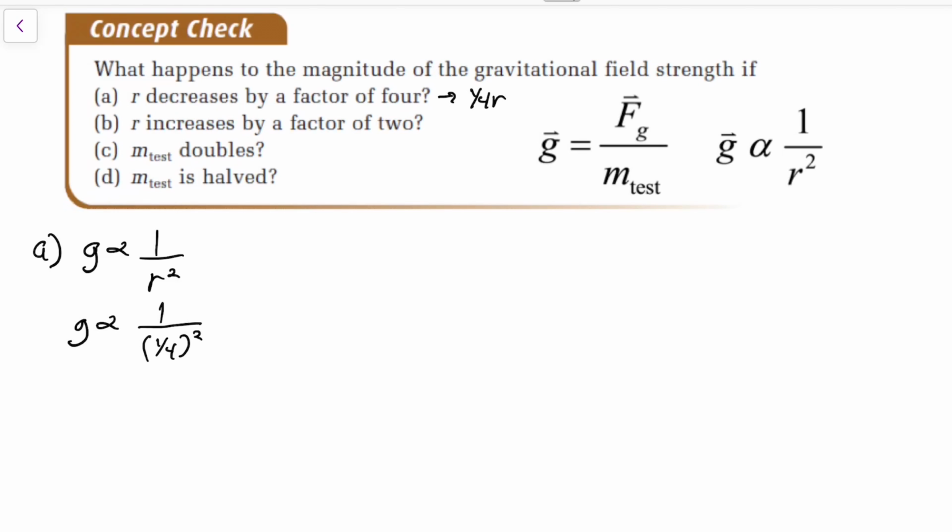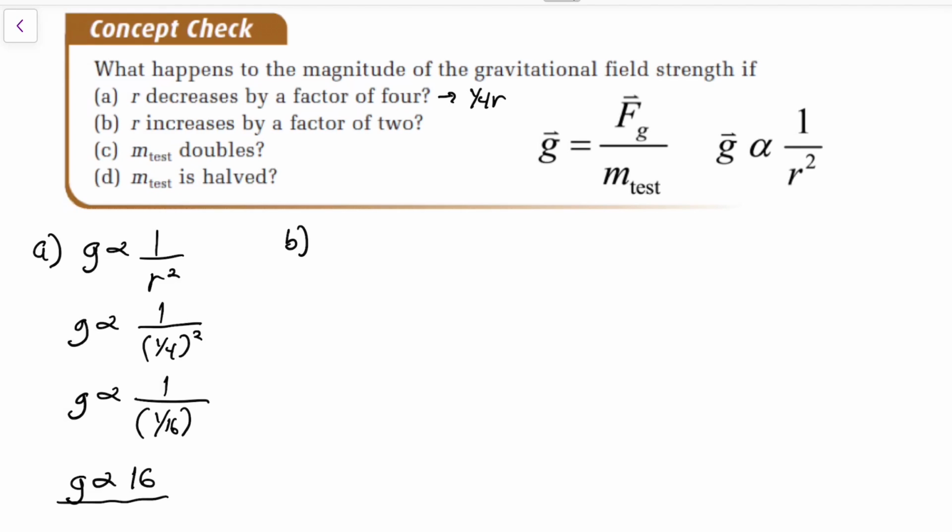And notice we're not using equal signs here. We're using a proportionality sign. That alpha sign is used to represent proportionality. So 1/4 squared is obviously 1/16. And when you take the reciprocal of that, it is equal to 16. So what happens is the gravitational field strength increases by a factor of 16. You get 16 times the gravitational field strength.